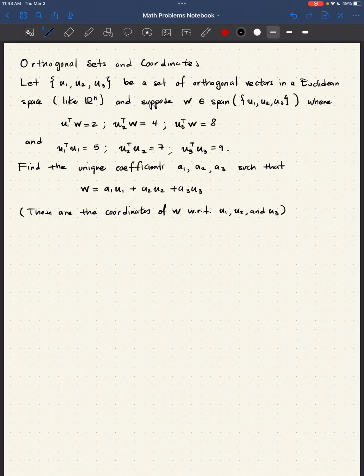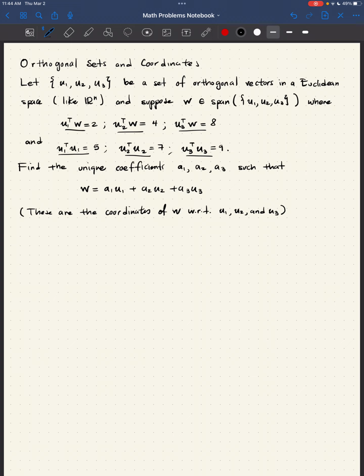This time we're going to discuss a problem associated with orthogonal sets and coordinates. To make an exploration, we start like this. Let the collection u1, u2, u3 be a set of orthogonal vectors in a Euclidean space, something that looks like Rn. And suppose that w is in the span of this set, where we have the following three conditions. And we also have information associated with the orthogonal vectors themselves.